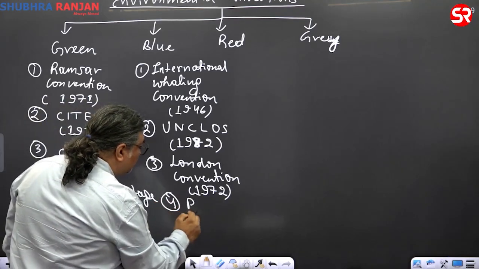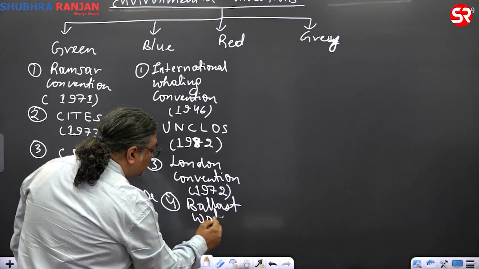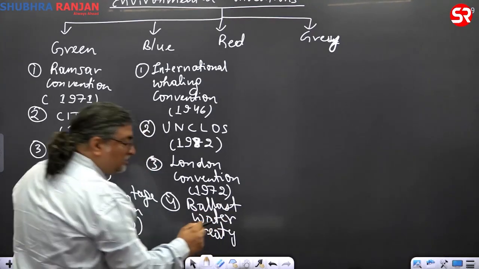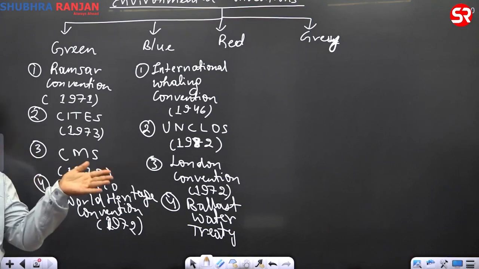Ballast water. What do you mean by ballast? What is a ballast? Ballast is the part of a ship, a big vessel. They have a ballast which they fill with water. Before the ship goes on the sea voyage, they fill water to make it heavier, so that they can remain stable on the sea.